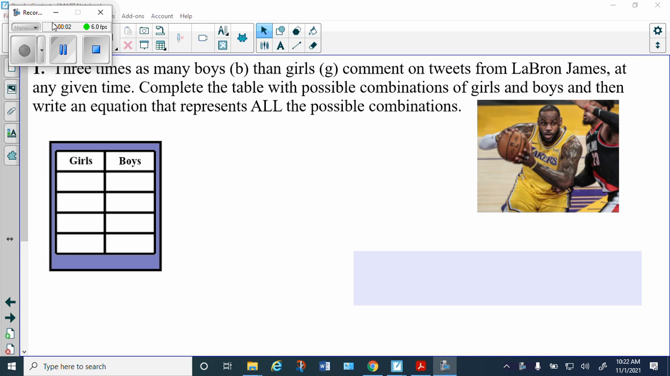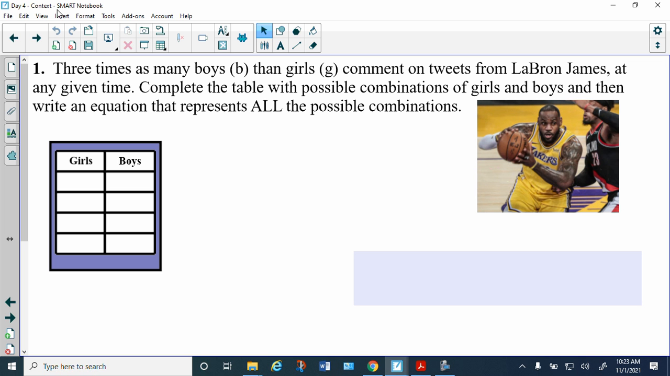Hi, and welcome to a quick review of writing equations of lines given word problems, right? Given stories. So let's look at this story. We've got 3 times as many boys than girls commenting on tweets from LeBron James at any given time, and we want to complete the table and then write an equation.